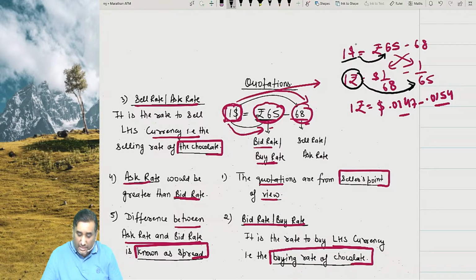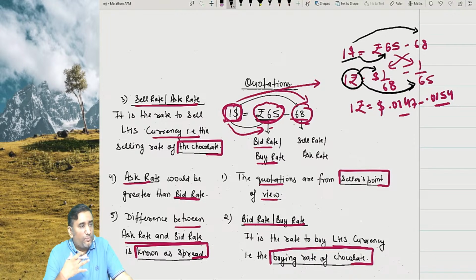Selling of the dollar, if I am selling dollar, it is as good as I am buying rupee. So buying of one currency is as good as selling of another currency, hence it becomes a cross rate, which will be seen in the currency derivatives.